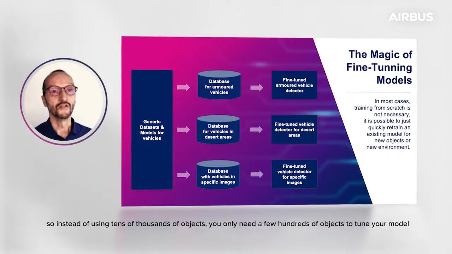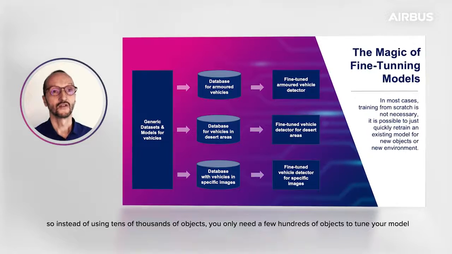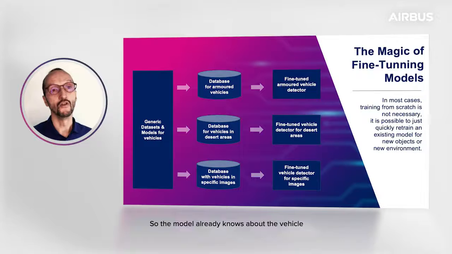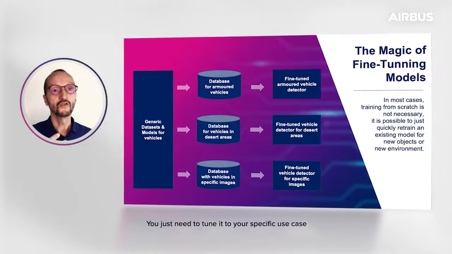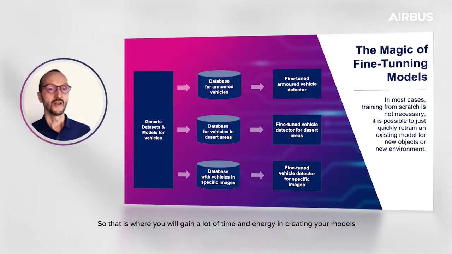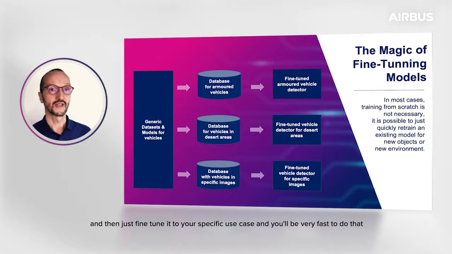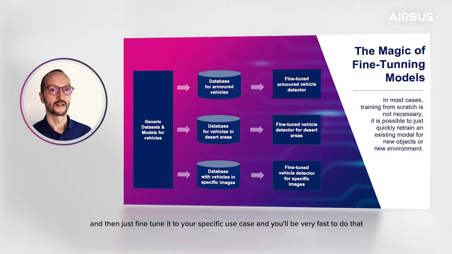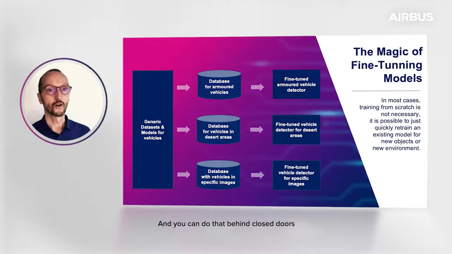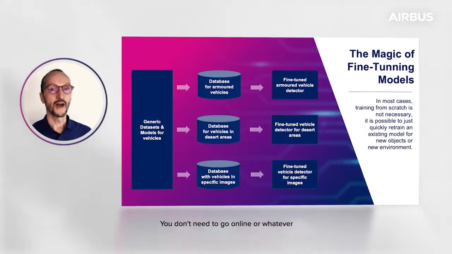So instead of using tens of thousands of objects, you only need a few hundred objects to tune your model. So the model already knows about the vehicle, you just need to tune it to your specific use case. So that is where you will gain a lot of time and energy in creating your models. You can start from a model that already knows about the subject you're looking for, and then just fine tune it to your specific use case, and you'll be very fast to do that. And you can do that behind closed doors. You can do that in your own company. You don't need to go online or whatever.